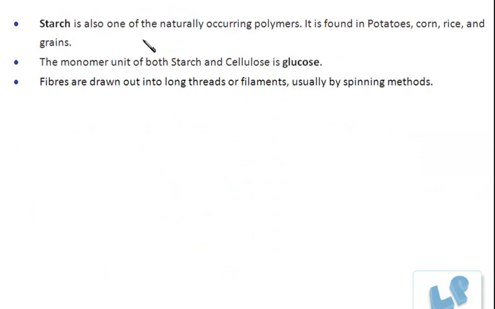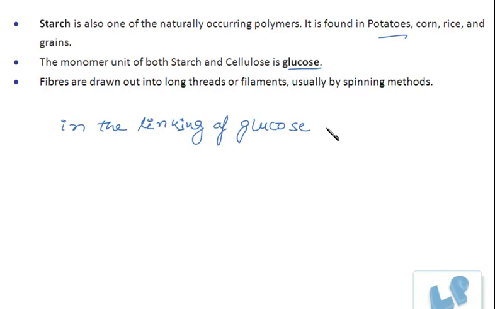Starch is also one of the naturally occurring polymers. It is found in potatoes, corn, rice, grains, etc. It's a form of sugar only. The monomer unit of starch and cellulose both is glucose. But where does the difference lie? The difference lies in the linking of glucose units in cellulose and starch.